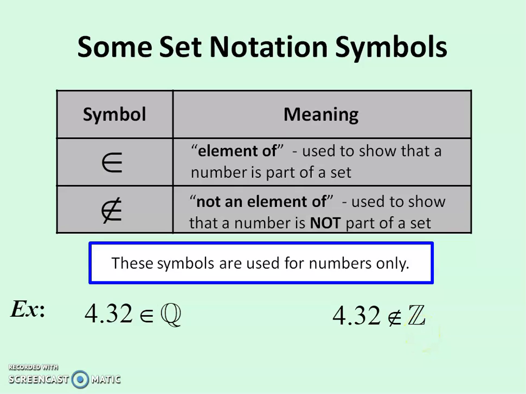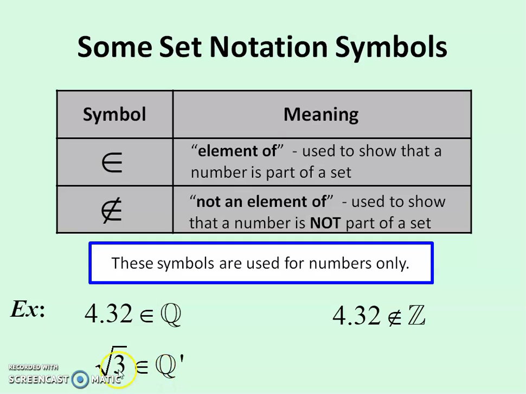Or suppose you were given a question on a quiz or on a handout that asked you if this was a true or false statement, you could say that this one was true. It could be that one is written out. If it said that 4.32 was an element of integers, that would be false.